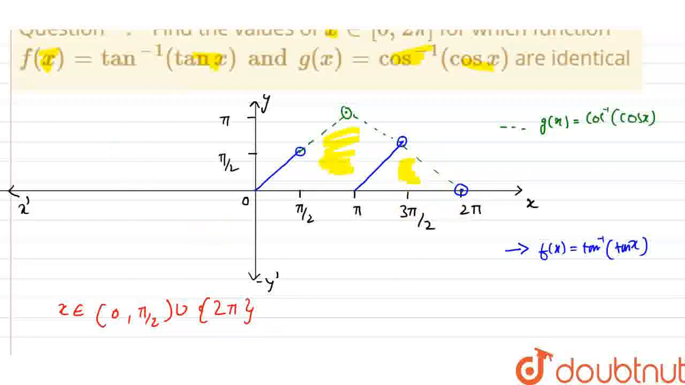So our x belongs to 0 to pi by 2 union 2 pi. So this is going to be where x belongs, right? So this is going to be our answer.